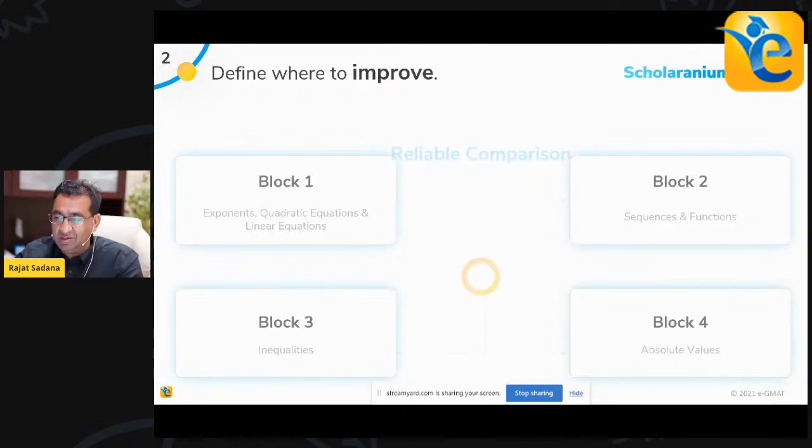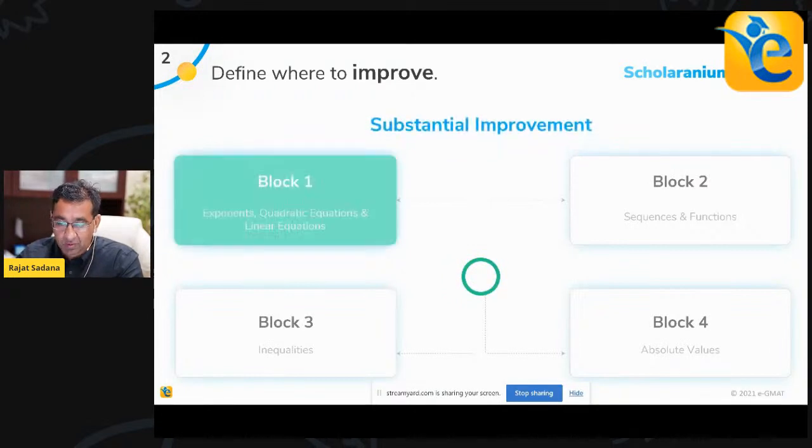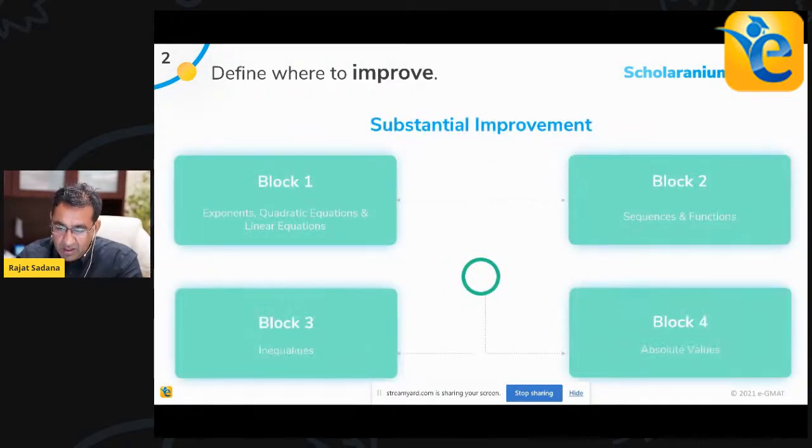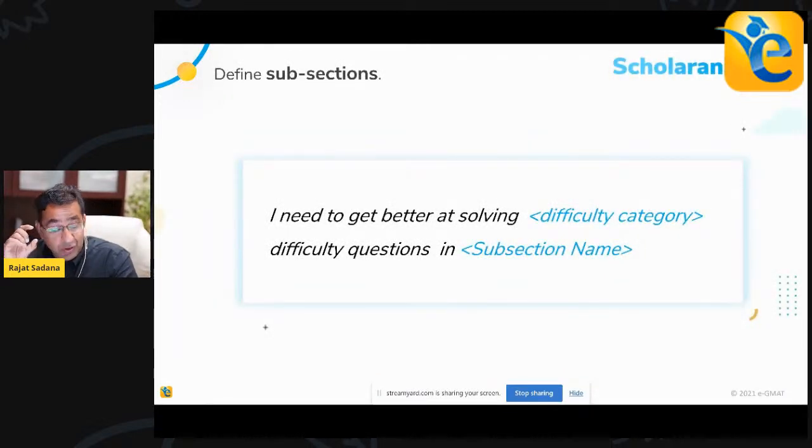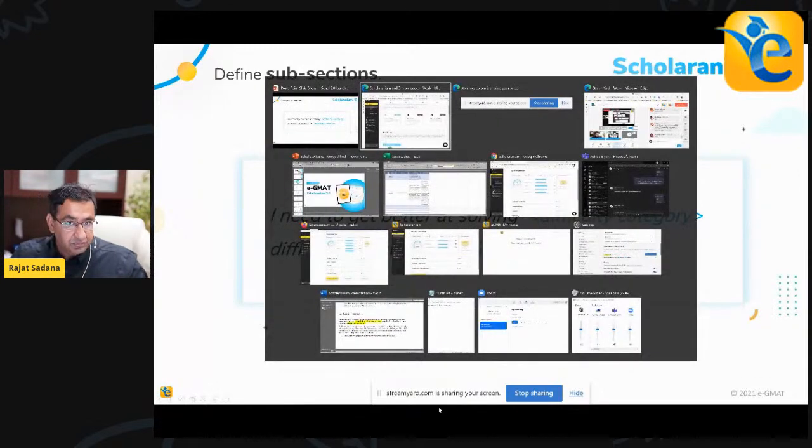And you can see the blocks in algebra over here. And because you're comparing blocks across each other, you can see where you need help. And I'm going to show this with a demo over there. Okay. So with that, let's go into a demo. Again, remember, the question that I'm trying to answer is, I need to get better at solving this difficulty level question in this subsection. Okay. So with that, let's look at a demo at block level.